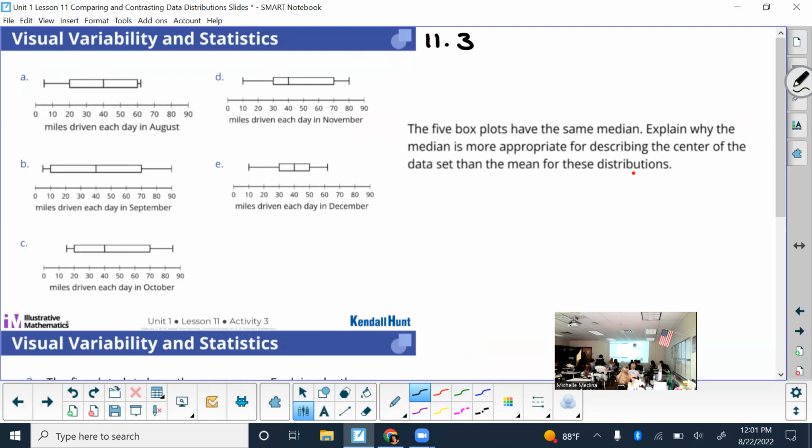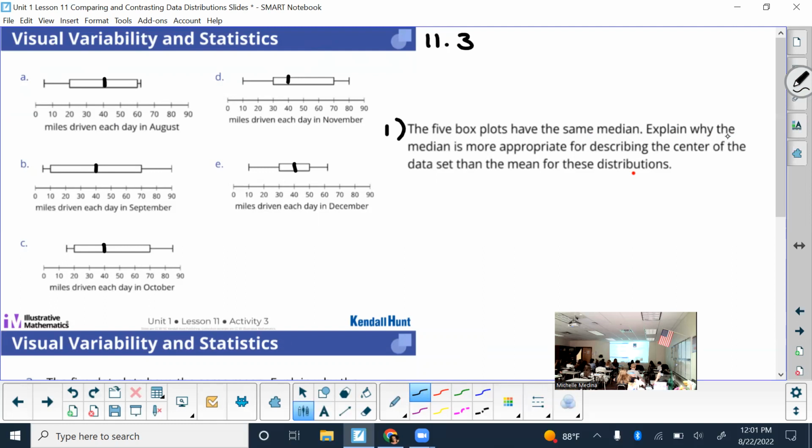All right, the first question is going to be this one. We have 5 box plots that have the same median. So these are the box plots we're talking about. What's the median of all of them? 40. And you know that because what line on the box plot told you the median? Perfect. So the median of all of these is 40. Are these all the same data? No, they all look a little bit different.